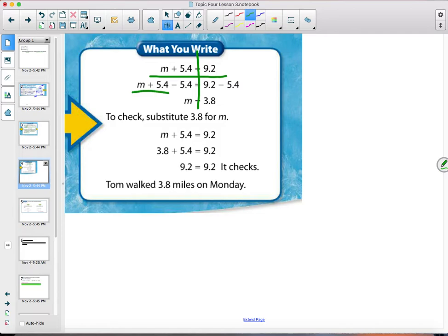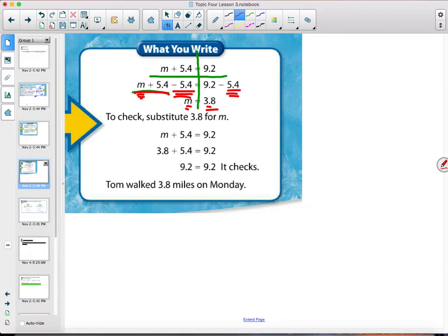We have the original part of our equation, which is m plus 5 4/10, and then we add the subtraction to it because we want to undo what we do with addition. That will give us m by itself on this side. And then of course if we subtract 5 4/10 on that side, we have to do the same over there. And when we do that, we get 3 8/10.